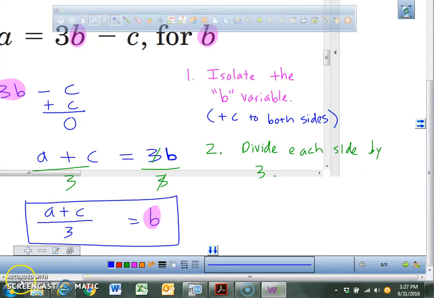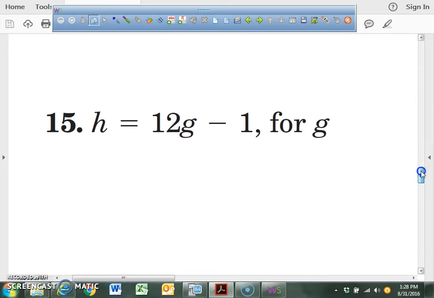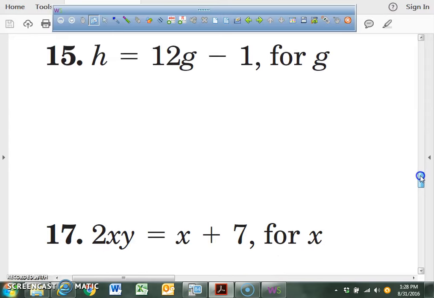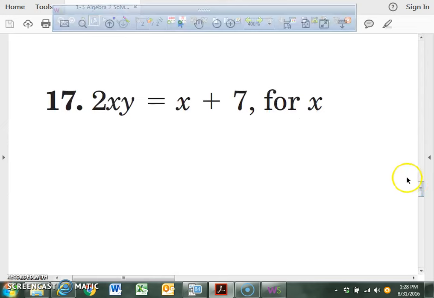All right, now we're going to do a more difficult one. 15 is not more difficult. It's pretty much the same. This one, number 17, put into your journal, because it has a little bit more difficulty in it. Not a lot more, but a little bit more than the previous one.